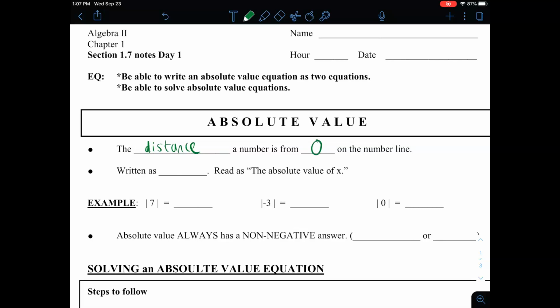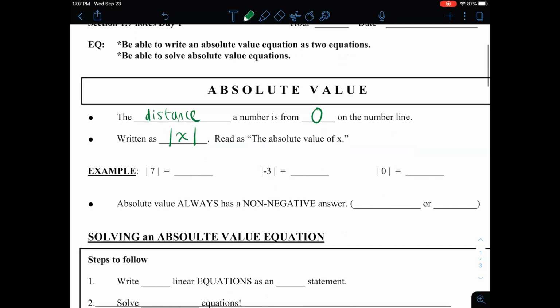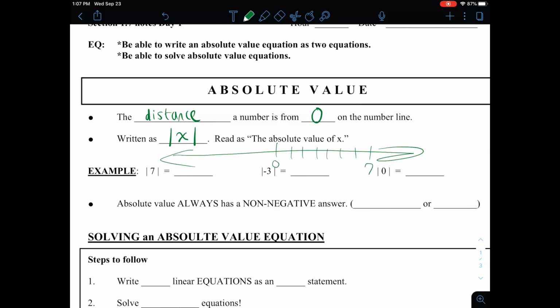It's written like someone holding their arms straight up and down. This is written as 2 vertical lines, and it's the absolute value of x. So the absolute value of 7 is saying how far is 7 from 0 on the number line. If we drew a number line, here's 0, 1, 2, 3, 4, 5, 6, 7. It's 7 away from 0 on the number line. That was probably so basic you didn't even need it, but I just wanted to review that. So it's going to be 7.